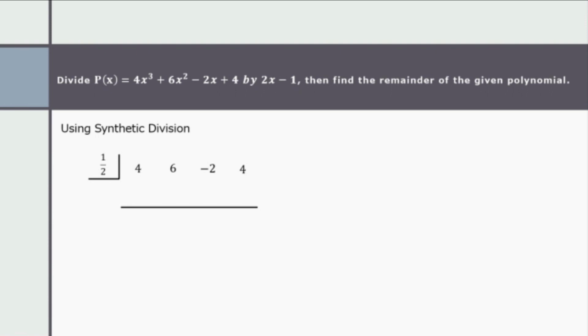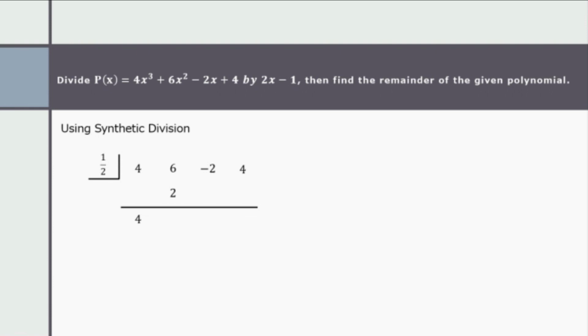Then we need to write the numerical coefficients of the polynomial given in the dividend. We have 4, 6, -2, and 4. We write them as they are because the given polynomial is already in standard form. Then we need to bring down the leading coefficient, which is 4. Then we multiply 4 by the number written in the box, which is 1 over 2. So 4 multiplied by 1/2 is equal to 2.